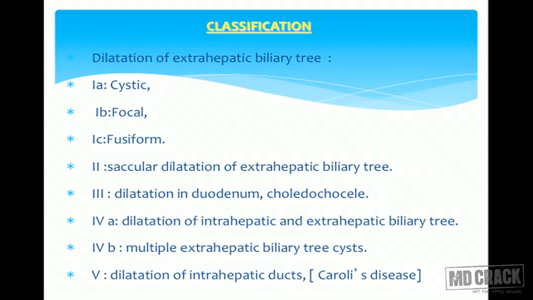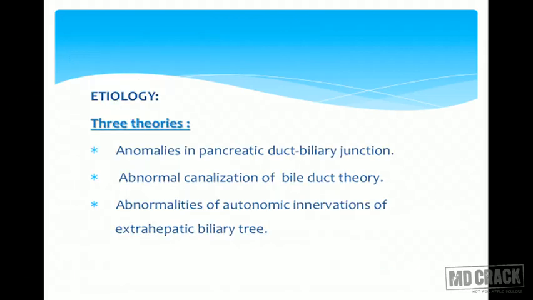So if you are asked various questions, in which of the following there will be dilatation of only extrahepatic ducts which are multiple, it is only type 4b. You should learn this classification very carefully, because permutations and combinations of questions can be asked on this. So this interesting condition has basically been theorized in three ways.